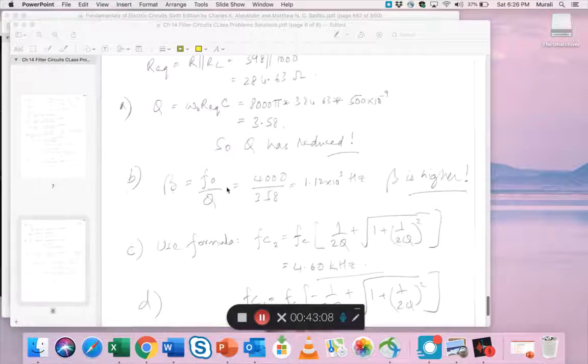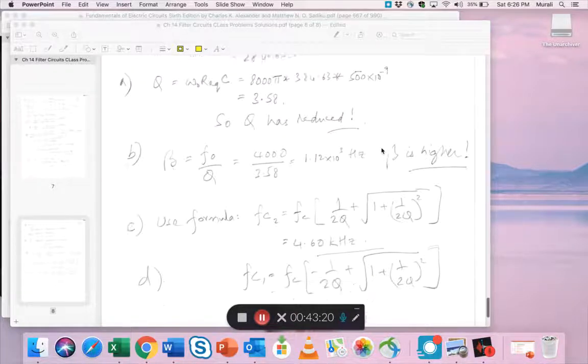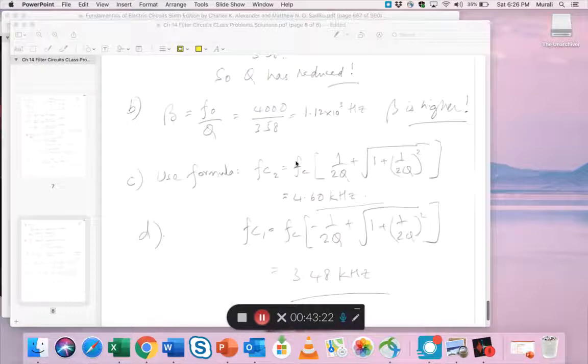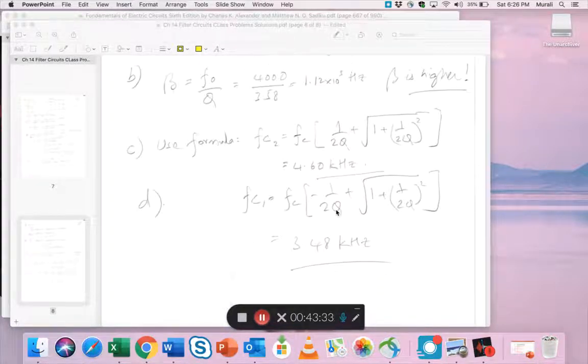Beta is F0 by Q. The center frequency always stays the same. So that is still 4000, and the Q reduced, so beta is higher. So the bandwidth has stretched. Now to find FC1, the corner frequency, directly in Hertz, I use the formula I just showed you, both for FC2 and FC1, and so we get these two values. Okay? So I hope this was simple enough.